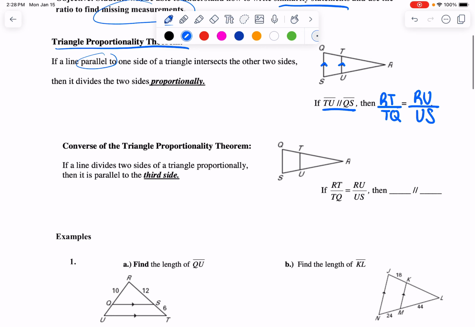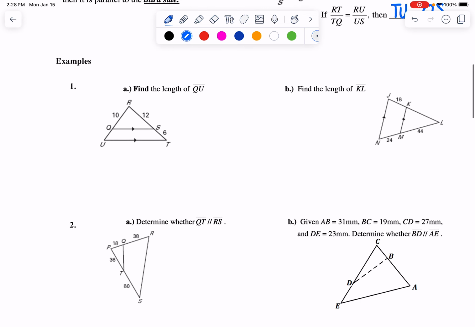We can also go the other way. When we're talking about the converse, we're talking about switching. So now what we're going to start off with is if you say RT over TQ is equal to RS over US, then we can say the two lines TU is parallel to QS. It goes both ways. So we're going to be using both these theorems to help us find missing measurements or to confirm we have parallel sides.